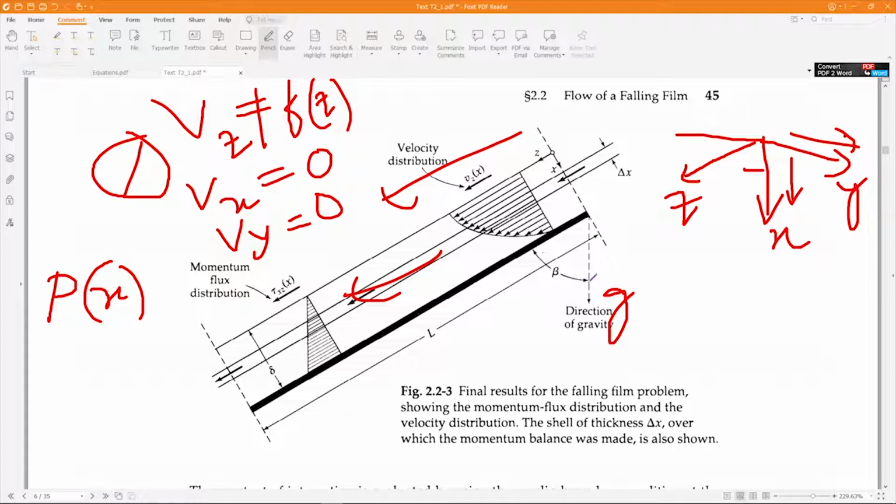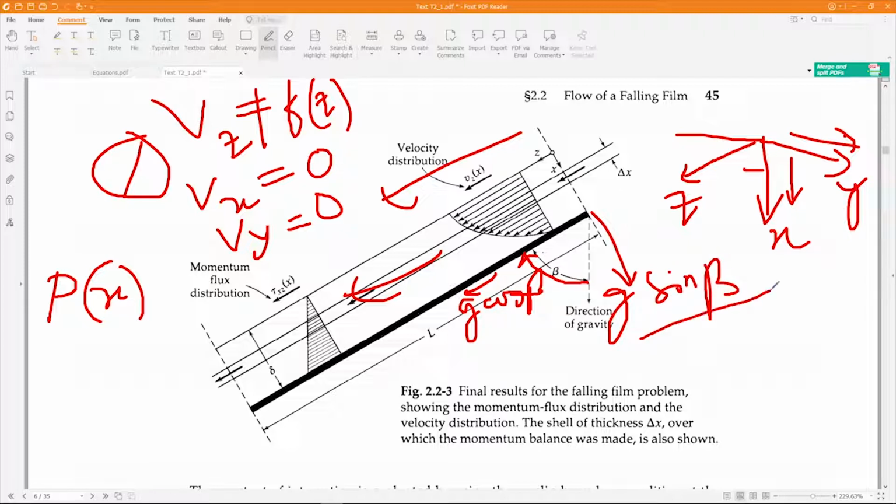So you have to take the component of gravity in this direction, right? It will be g cos beta in this direction, the component of gravity. Here it will be g sin beta. Anyway, you can use this, but it will automatically get 0, so you can ignore this part. So your problem formulation is ready.